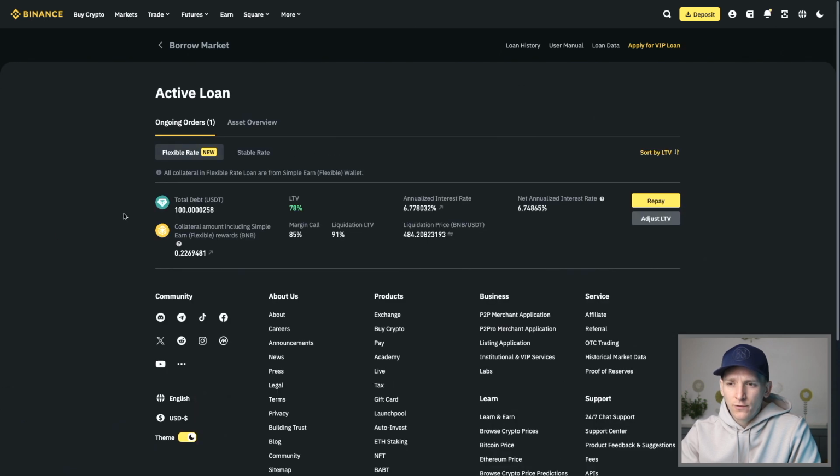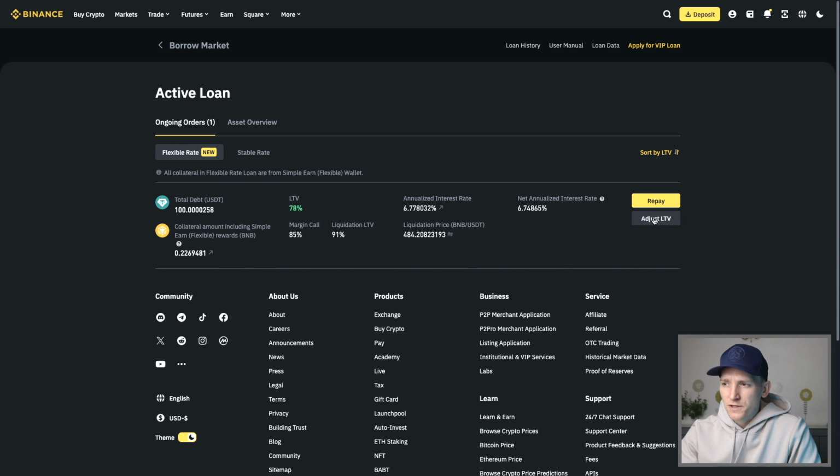So we've got that $100 in USDT that we've borrowed, loan to value 78%. Now, I've got more BNB than this, so I can adjust this if I want as well. You can see the collateral amount is right here. This is how much collateral we're actually using. So 0.22 BNB, margin call 85, liquidation at 91. That's no problem. We've got the annualized interest rate right here.